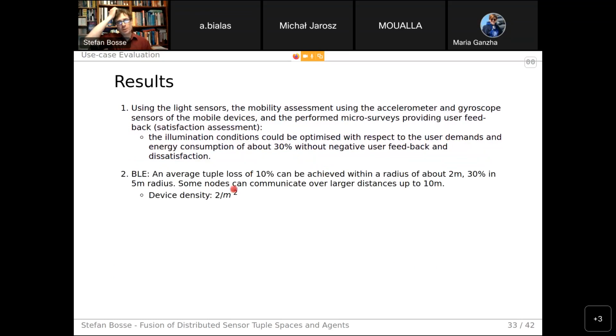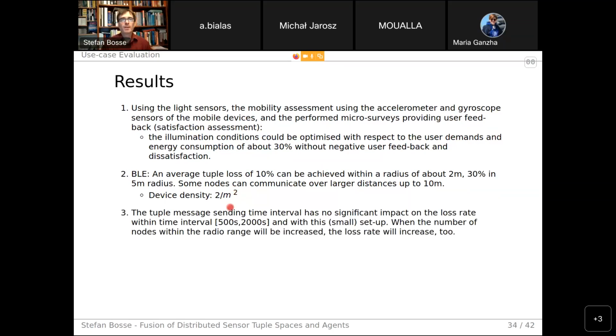The Bluetooth low energy technology showed an average tuple loss of about 10% that can be achieved within a radius of about 2 meters, 30% in a 5 meter radius, and some nodes can still communicate over a large distance up to 10 meters with a device density of 2 per square meter. The tuple message sending time interval has no significant impact on the loss rate due to collision, for example, within a time interval, sorry, this is a mistake, of course, milliseconds, 500 milliseconds and 2 seconds.